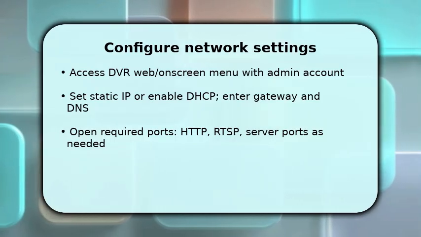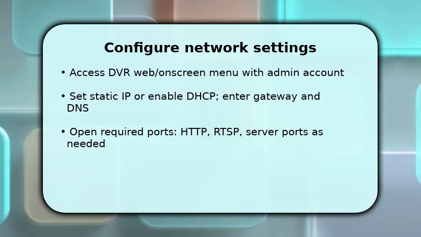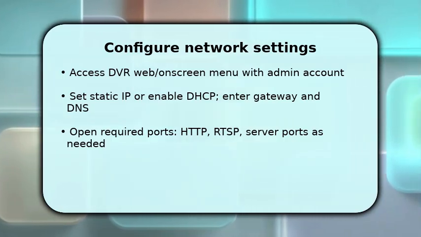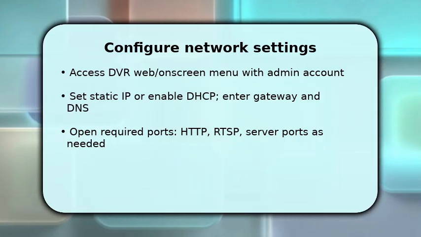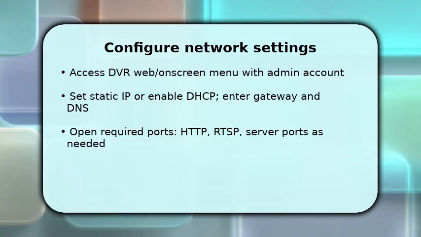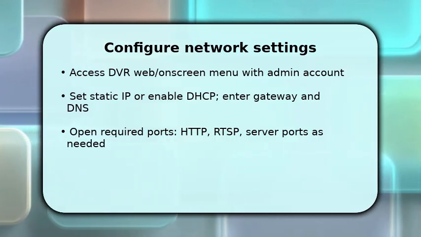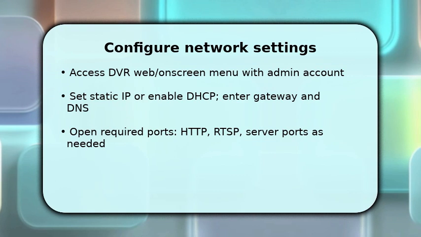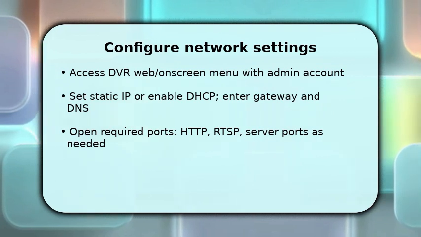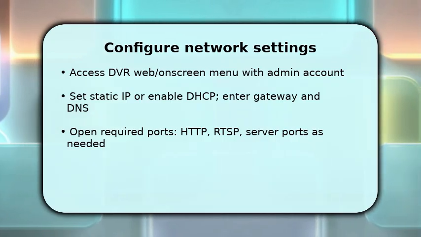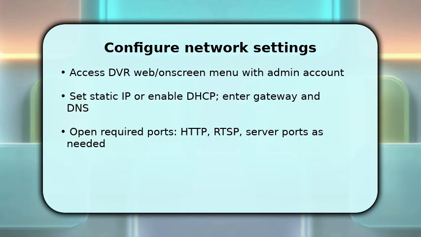Decide whether to use DHCP for simplicity or assign a static IP to avoid address changes. For static, enter IP, gateway, and DNS so the DVR resolves and routes correctly. Once applied, configure port forwarding on your router for HTTP, RTSP, or vendor-specific ports to allow remote access. Make sure the DVR's time and NAT traversal options, like UPnP or P2P, match your router's capability.